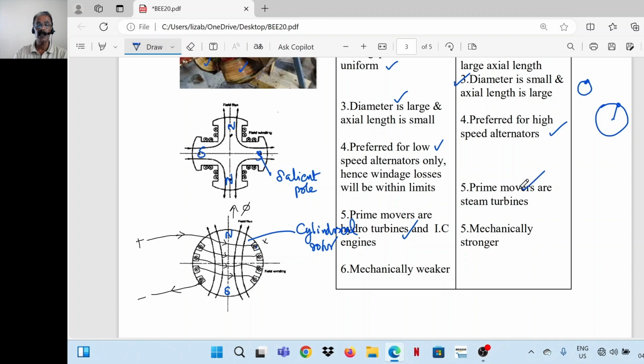For high-speed turbines, cylindrical rotor construction is used. This is mechanically stronger, in the sense that it is a uniform surface, that means no protruding part. It is capable of withstanding the friction with the wind in a better way compared to the protruding pole type or salient pole type.